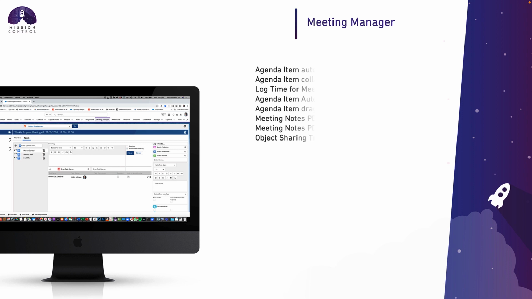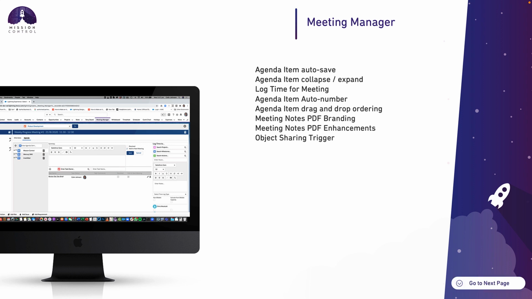So meeting manager, again, a number of enhancements there. To save users from having to click the save button when they're adding notes into the summary field, as soon as you've entered notes into that field and then you've clicked out of it to lose focus, there will be an auto save. So the save button is no longer going to be visible. Everything will just automatically save for you.